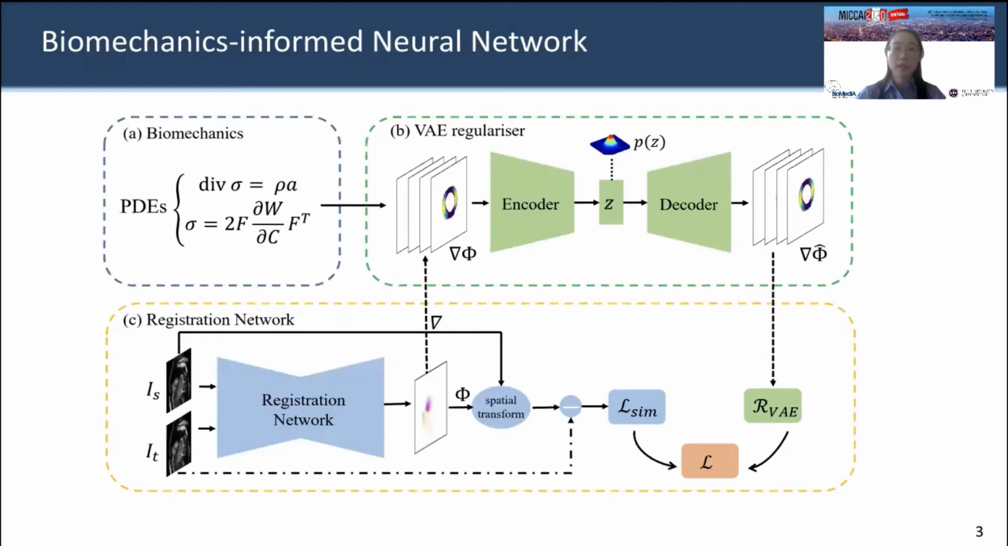Inspired by this, here we propose a biomechanics-informed neural network to incorporate the prior knowledge of biomechanics into the image registration. Specifically here, our proposed method mainly consists of three components: a biomechanical simulation based on these equations, a VAE regularizer that can implicitly learn the underlying properties of these biomechanical simulations, and a registration network that can generate biomechanically plausible deformations. So now let's have a look at each of these components in detail.